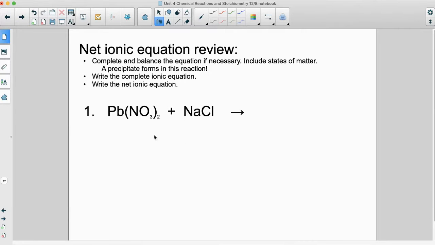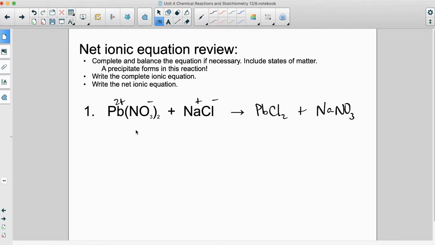All right, then review of net ionics. So we first need to complete and balance this equation. So this is a double replacement. We have 2 ionic substances. Their ions will switch places. So we're going to have PbCl2. The Pb is a +2 ion. Let me put these ion charges in here to help me. And so we have to write the correct formulas based on the charges. And we have NaNO3.